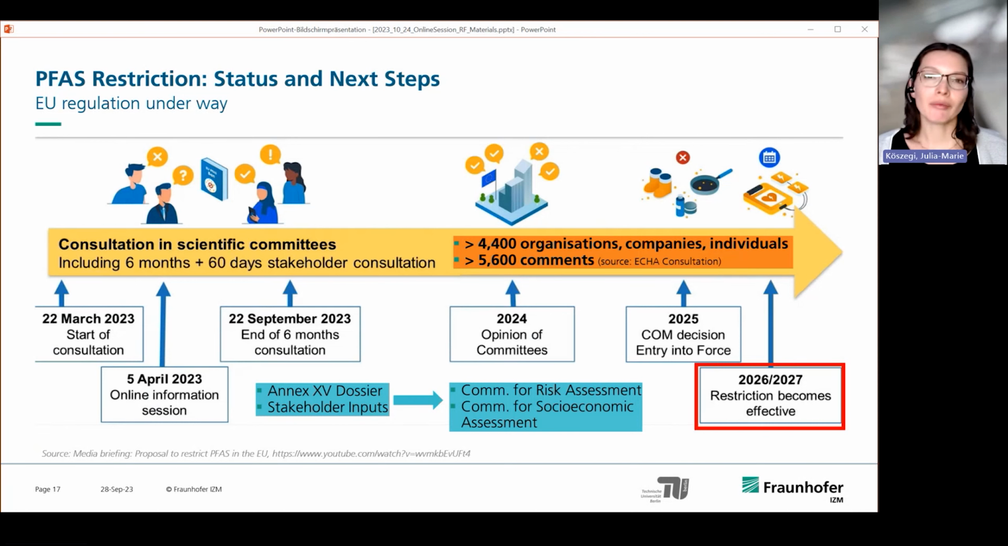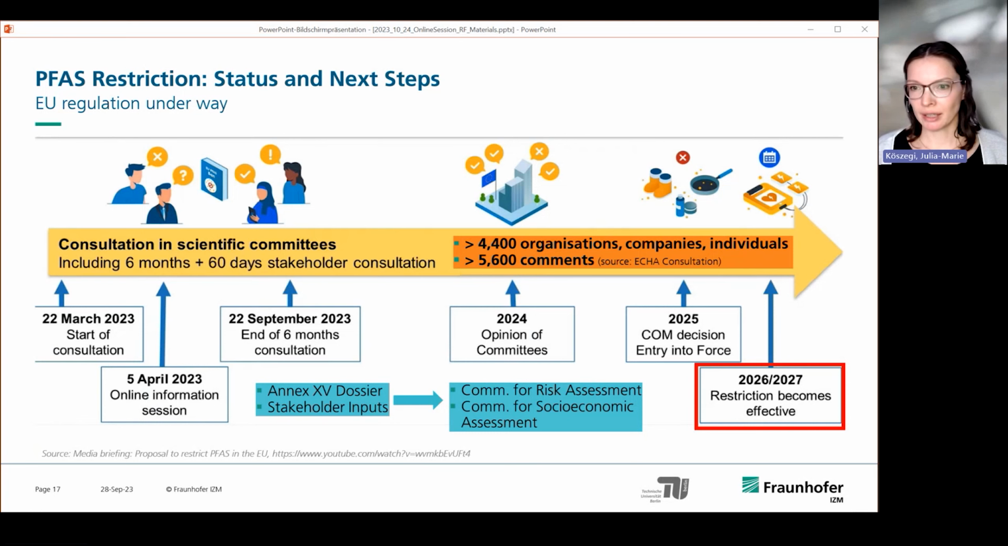Now, we are quite busy with characterization of materials right now, and this is one of the main reasons. So just a reminder, PFAS regulations are on the way. Actually, the consultation of this process ended about a month ago, on September 22nd. So now we're in a waiting period. It turns out that more than 4,000 organizations, companies and individuals submitted opinions to the committee, and there were more than 5,000 comments. So the consultation phase has wrapped up now, and until 2024, there's not really much more to do.